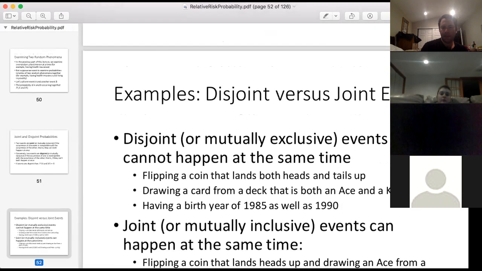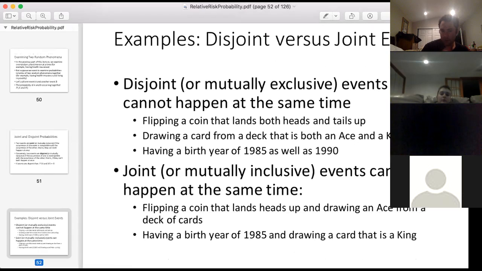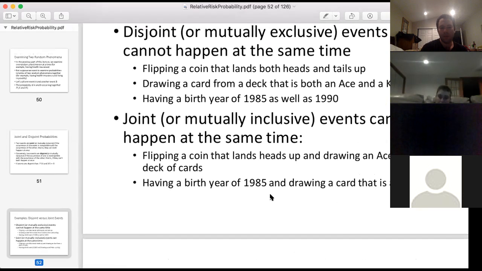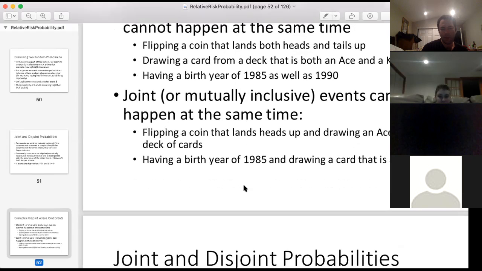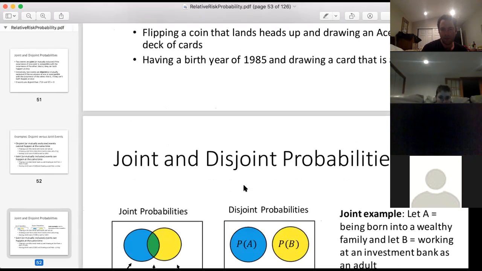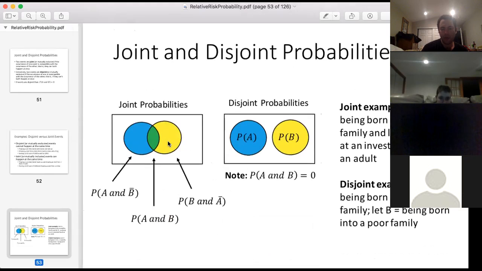Here are some examples of joint versus disjoint events. Disjoint, remember, is mutually exclusive. It cannot happen at the same time, like flipping a coin. Joint events would be that you can have a birth year of 1985 and draw a card that is a king, because one thing does not have anything to do with the other. And this is how it would look in a Venn diagram. This has joint probabilities. As you can see, there's an overlap here in the green region.